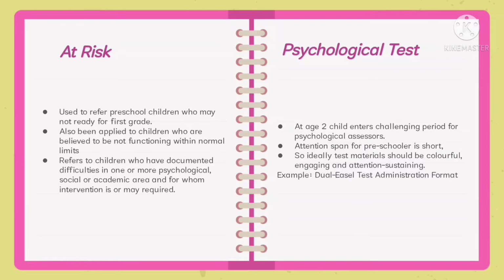In a most general sense, at risk refers to children who have documented difficulties in one or more psychological, social, or academic areas and for whom intervention is or may be required. The need for intervention may be decided on the basis of a more complete evaluation, often involving psychological assessment, as noted by Faith Miller in an essay that can be found on the website.